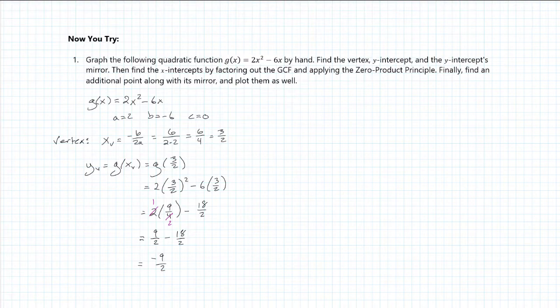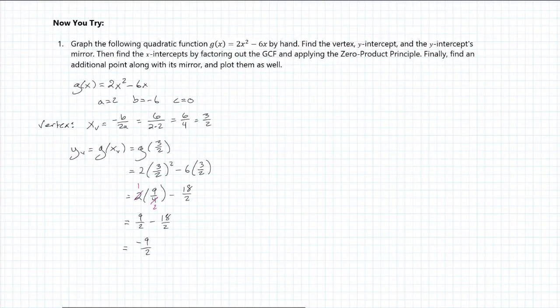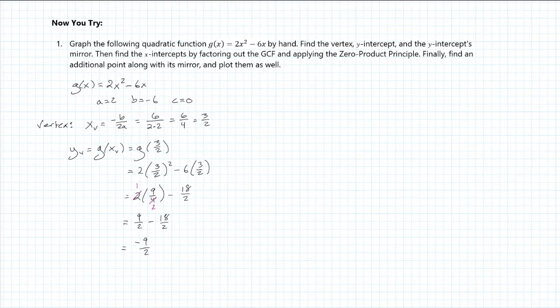So we've got fractions, but they're just halves, so that's not nearly so bad as what we were running into in the last one. So let's see. Let's go ahead. And again, before I graph anything, let's find the y-intercept and its mirror real quick, and the x-intercepts at the very least.